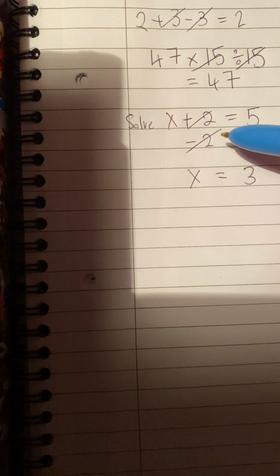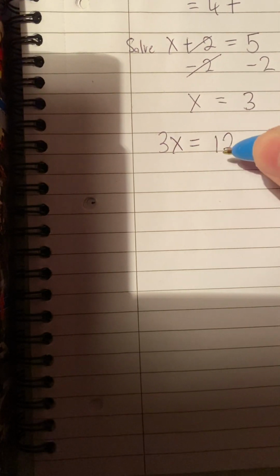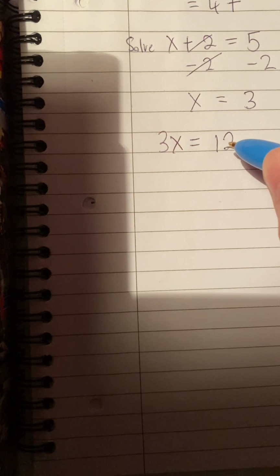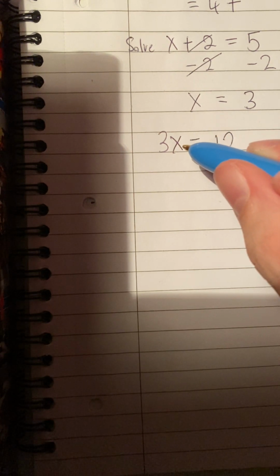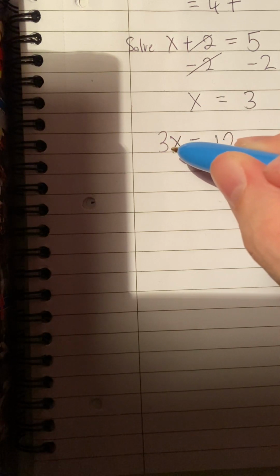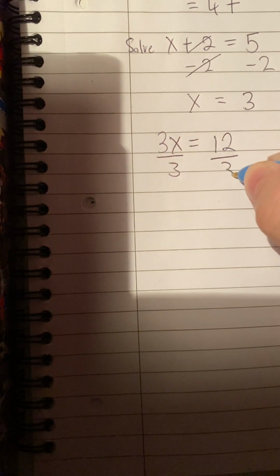But this is the formal way of doing it, and this will be a lot more important when we get to harder examples further down the line. So let's do another one: 3x equals 12. 3x means 3 times x, effectively. So x is multiplied by 3 to get 12. The same principle applies: we want to get x on its own. Since x is multiplied by 3, to undo this we divide both sides by 3.